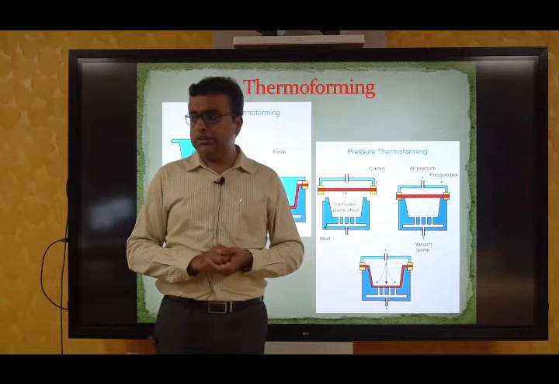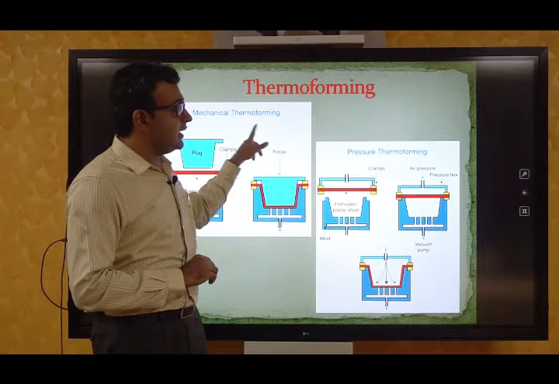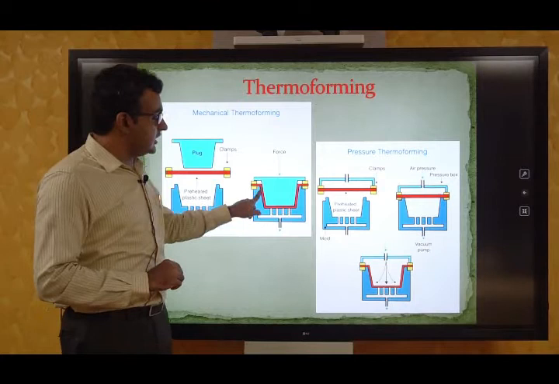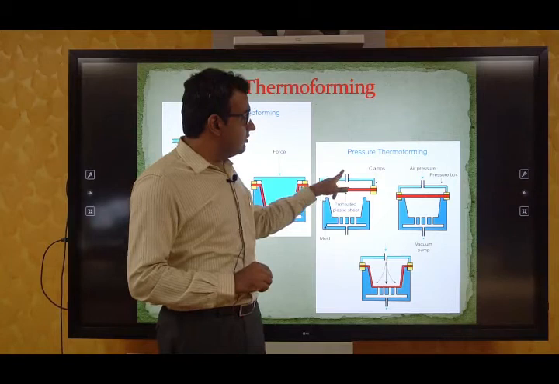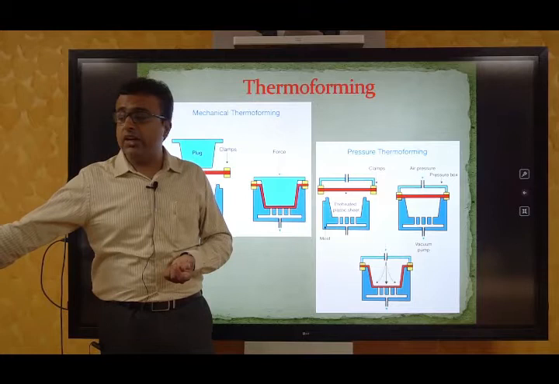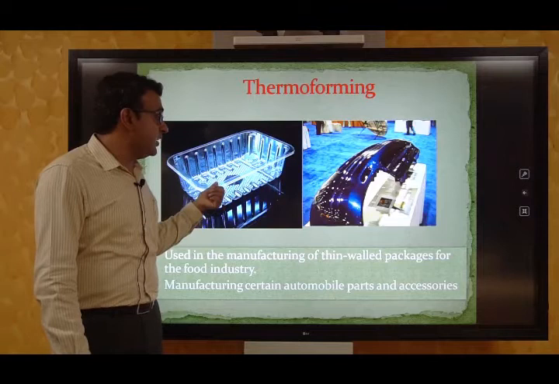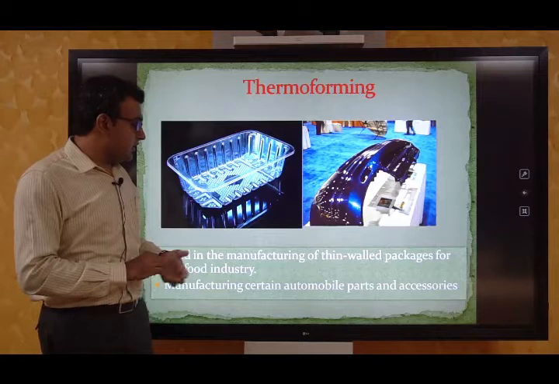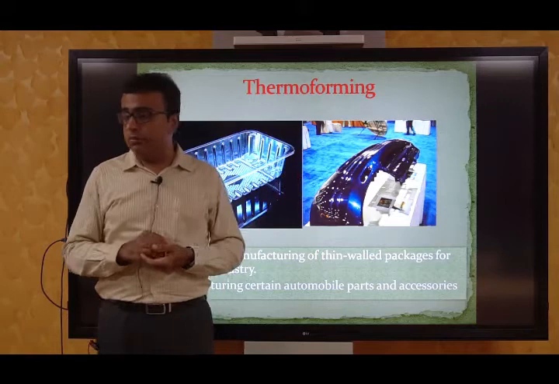Another very common process is thermoforming. Thermoforming can be done by two methods, mechanically and by giving pressure. Mechanically, we have a pattern, we have the material here, we push it into the die, it takes this shape, and we have the product. The second one, instead of a mechanical force, uses high pressure air. The high pressure air pushes the material into the shape in which we want the product, and once it is done, we have the product ready. So these common food containers that we see are all made by thermoforming. This is a front bumper of a car which is being thermoformed. There are a lot of other accessories which are formed by thermoforming.